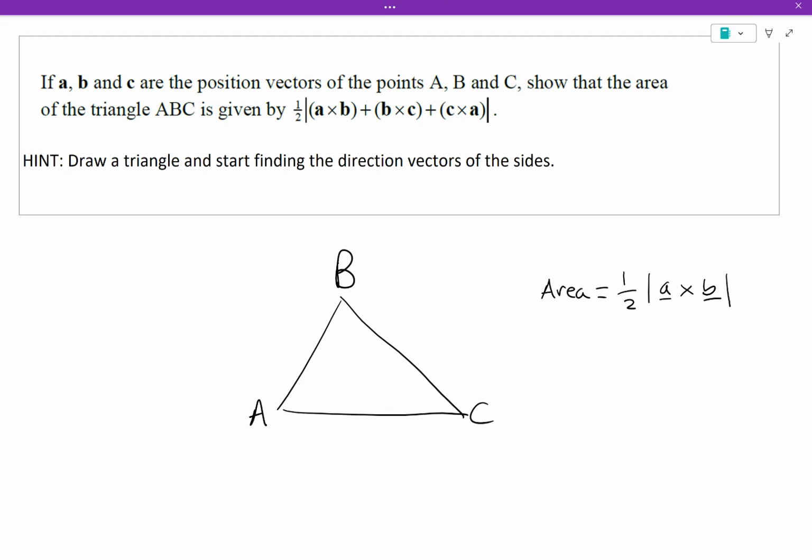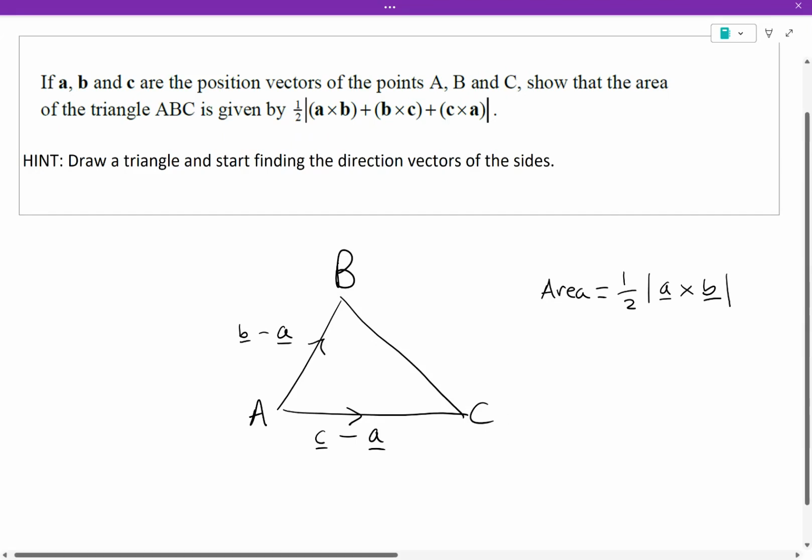So what we need to start figuring out is the vectors of two of the side lengths. So let's say I wanted to get from A to B. I would need to do the position vector of B, which is lowercase b, subtract the position vector of A, which is lowercase a. Okay, so that would be this vector here going from A to B. Now let's try and figure out another one. Let's say A to C. Well, for this one, I'd be doing the position vector of C, subtract the position vector of A. So that would be the vector going like that. And you can fill in the last one in a similar way.